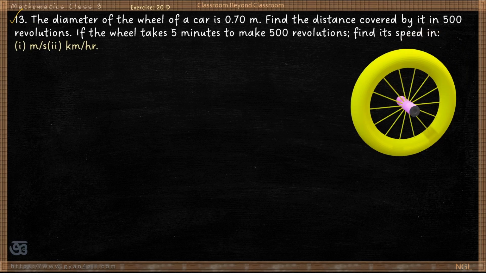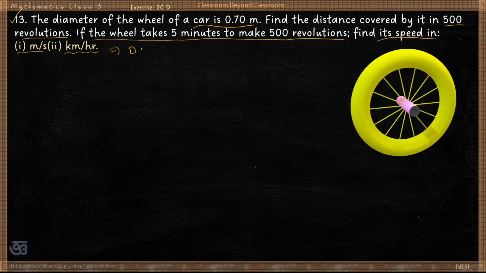Question number 13. The diameter of the wheel of a car is 0.7 meter. Find the distance covered by it in 500 revolutions. And if the wheel takes 5 minutes to make 500 revolutions, find its speed in meter per second and in kilometer per hour. Okay, so what is given?